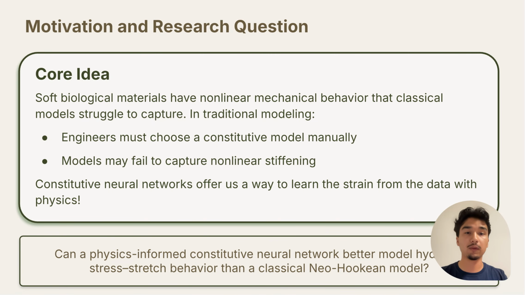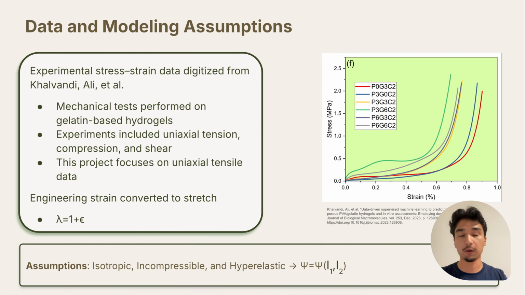Instead of prescribing a specific functional form, the network learns the strain energy function directly from the experimental data while still respecting the laws of physics. So my research question for this project is, can a physics-informed constitutive neural network better model hydrogel stress-stretch behavior than a classic neo-Hookean model?